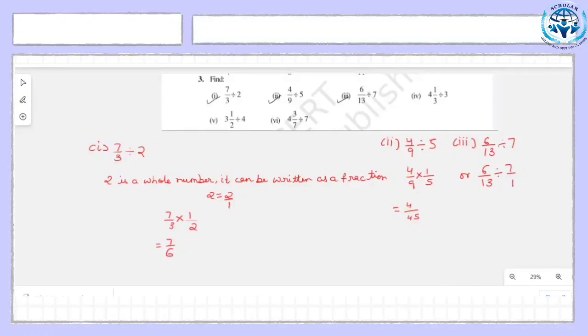Third one is 6 by 13 divided by 7. So 7 by 1 and it is reciprocated to get 1 by 7. It is multiplied with 6 by 13. 6 1 ja 6, 13 7 ja 91.